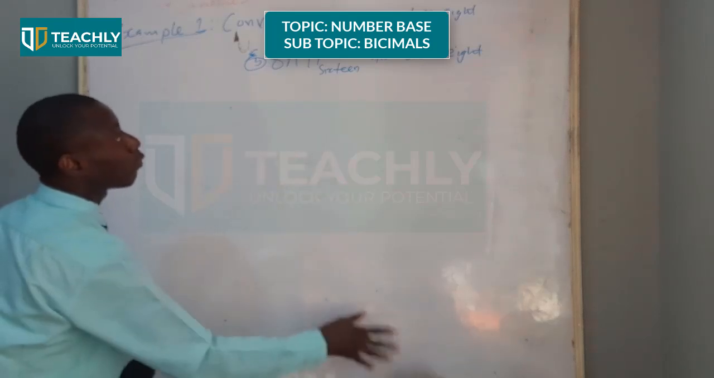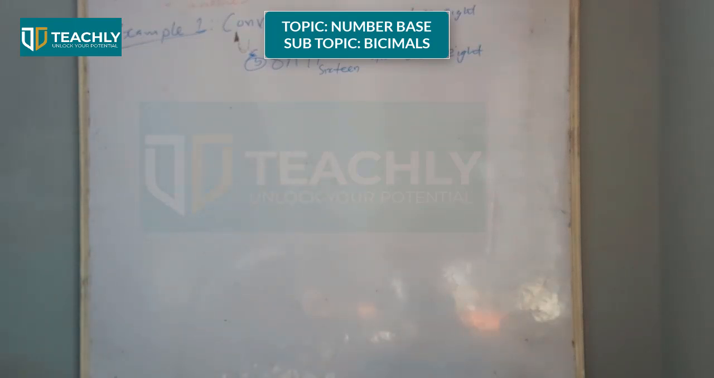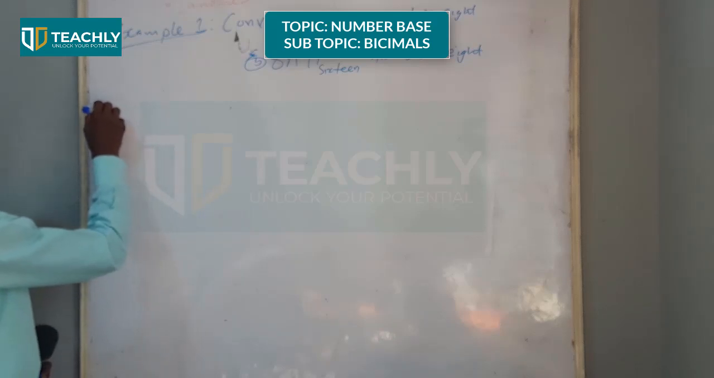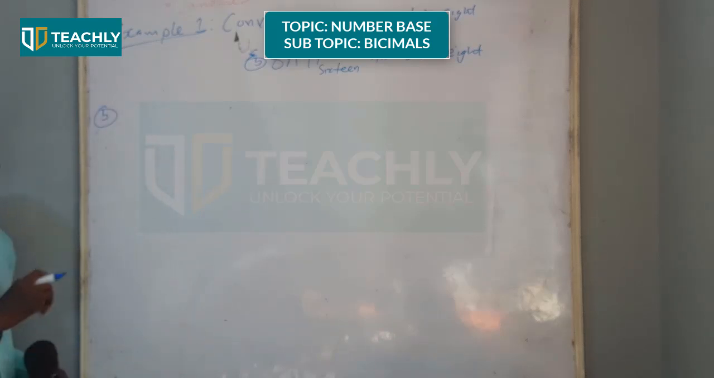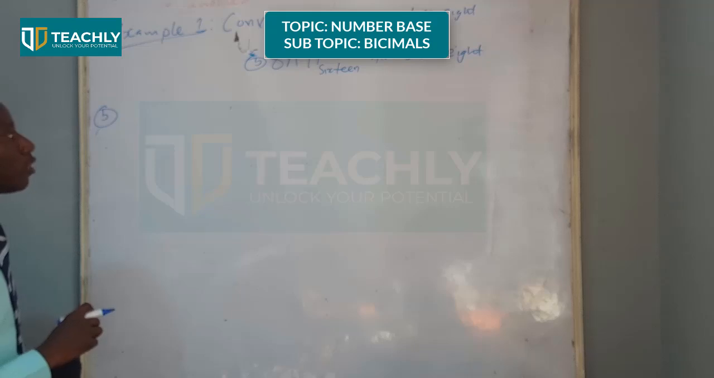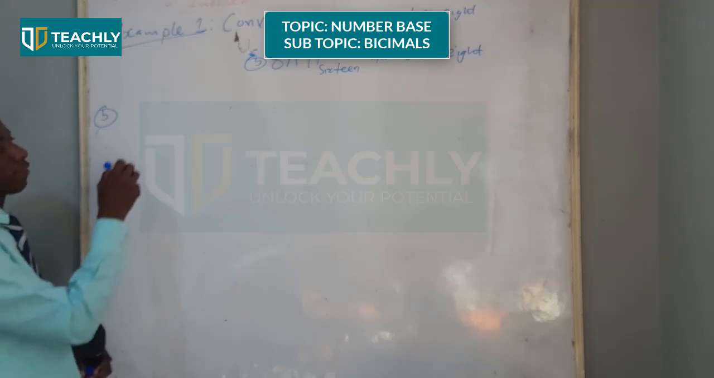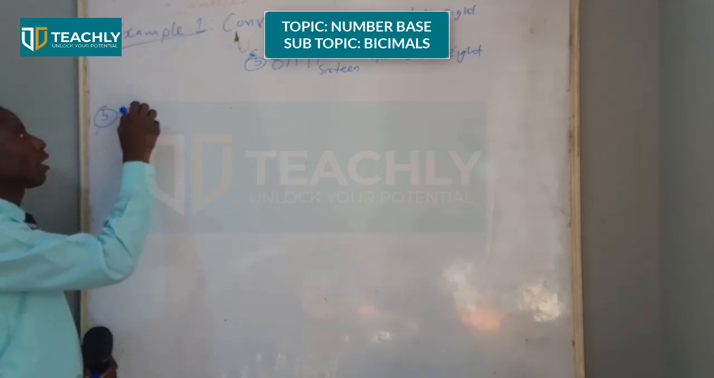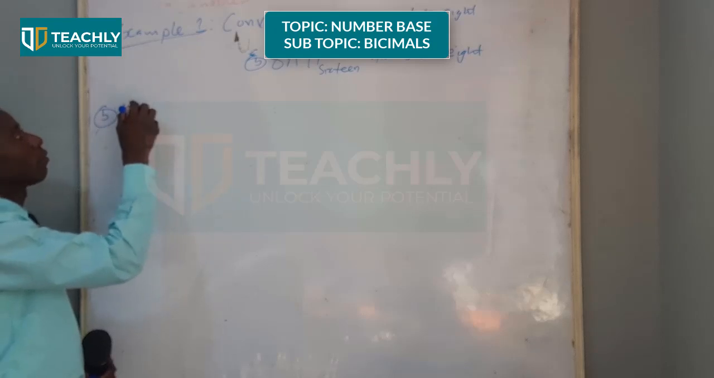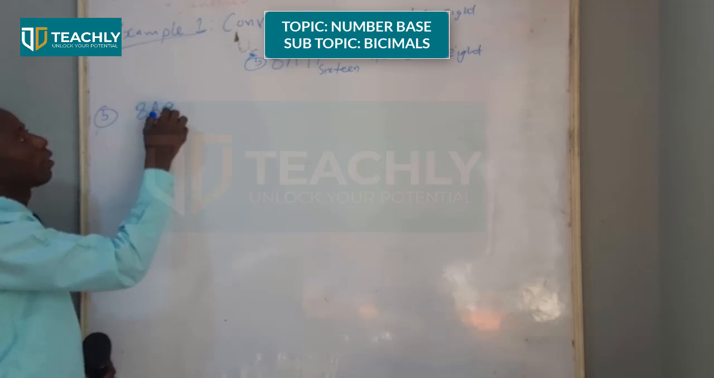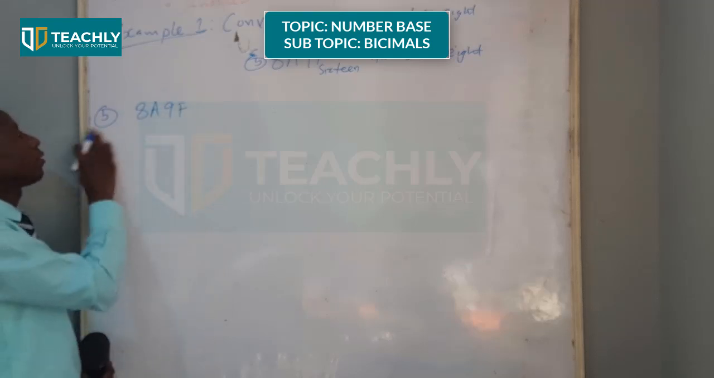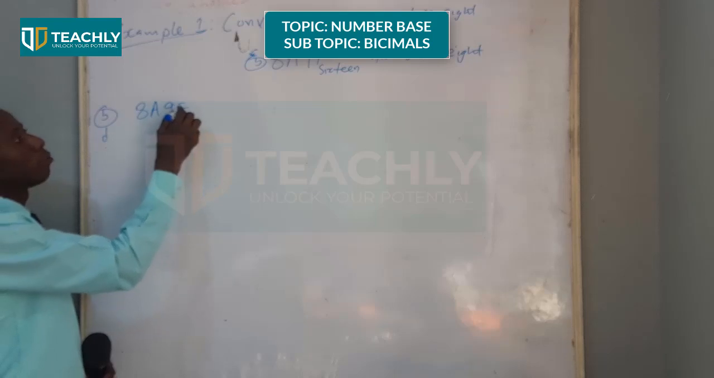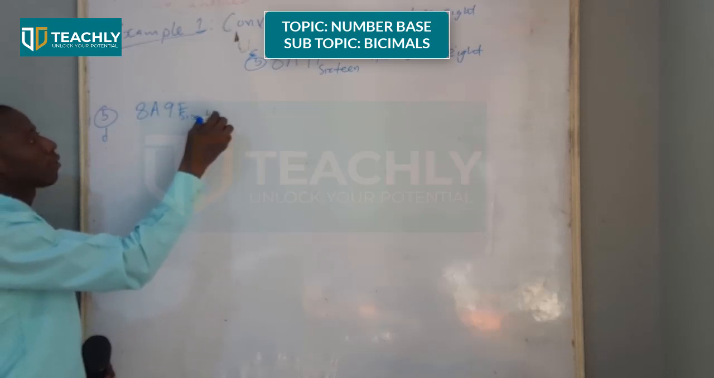Let's convert from base 16 now. For base 16, that's the second one. There are digits we have in base 16, that is hexadecimal. Hexadecimal is base 16. What are those digits? The first one is 0. Let's just write them first. 8, A, 9, F. Let's say digits. This is in base 16. It is written as hexadecimal.